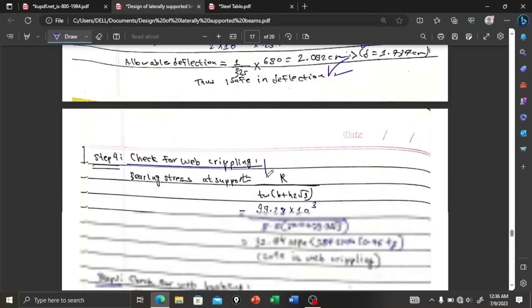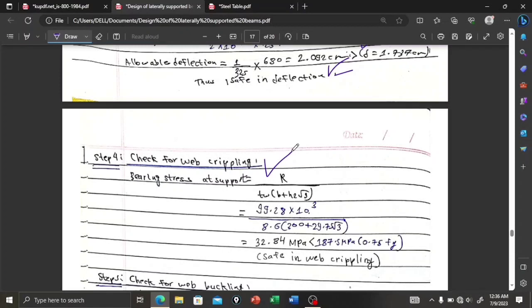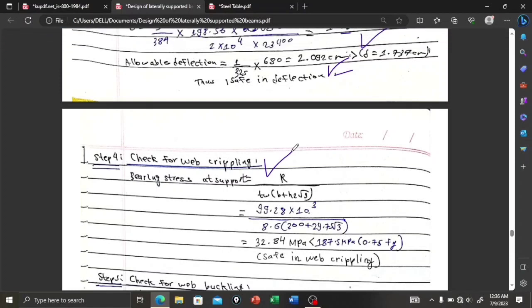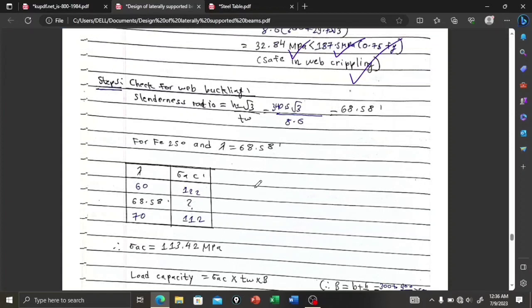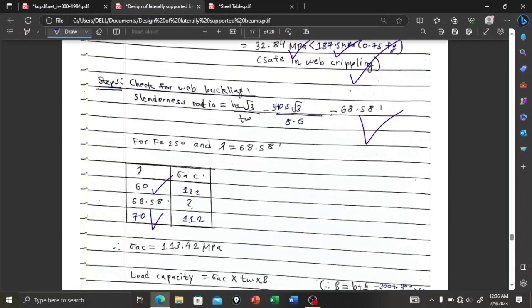Now check for web crippling. Bearing stress is R by TW, B plus D2 root 3. So it is 32.84, which is less than 0.75 Fy, that is 187.5. So safe in web crippling. Check for web buckling. Slenderness ratio is D1 by TW into root 3, which is 68.58, lies between 60 and 70. From table 5.1.